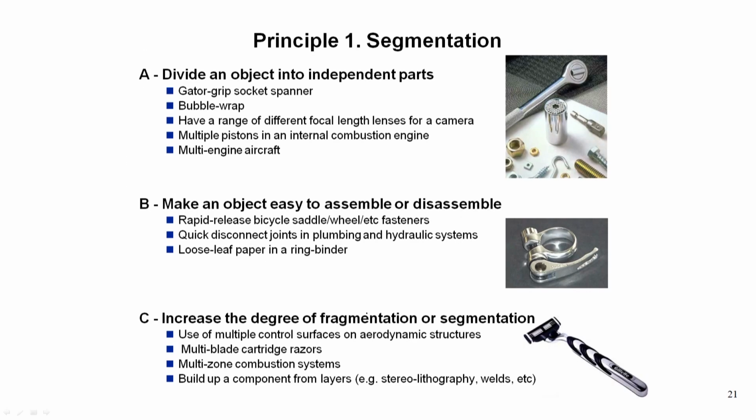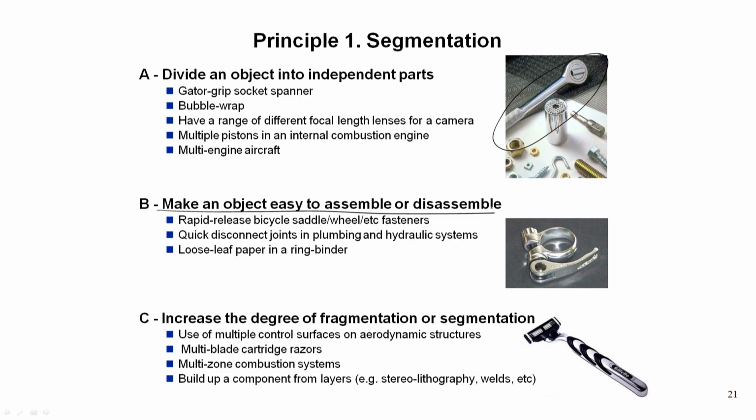Principle 1 is that of segmentation, and segmentation talks about dividing an object into independent parts. You look at a good spanner, you will see that it has been thought exactly in this way. There are many independent parts of it. The other part of segmentation is to make an object easy to assemble or disassemble, so that you design it in such a way that you can very quickly open it, or very quickly join things together.